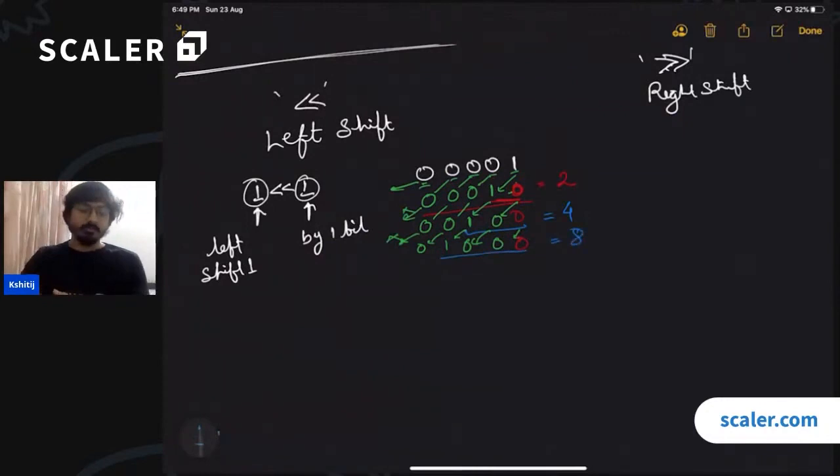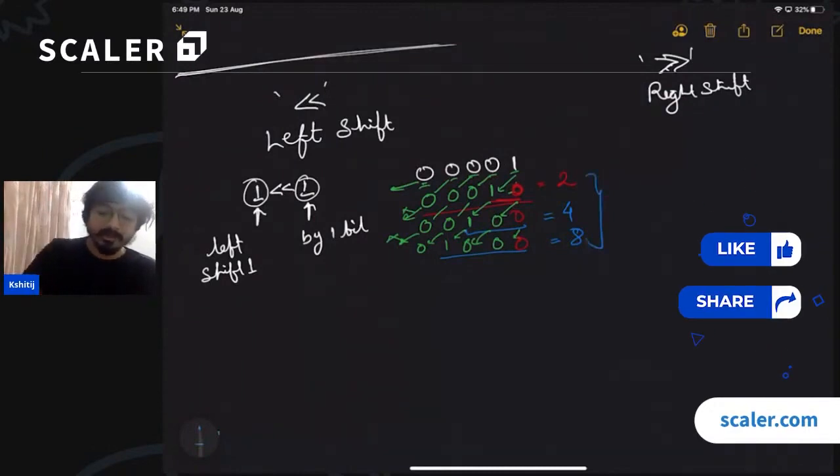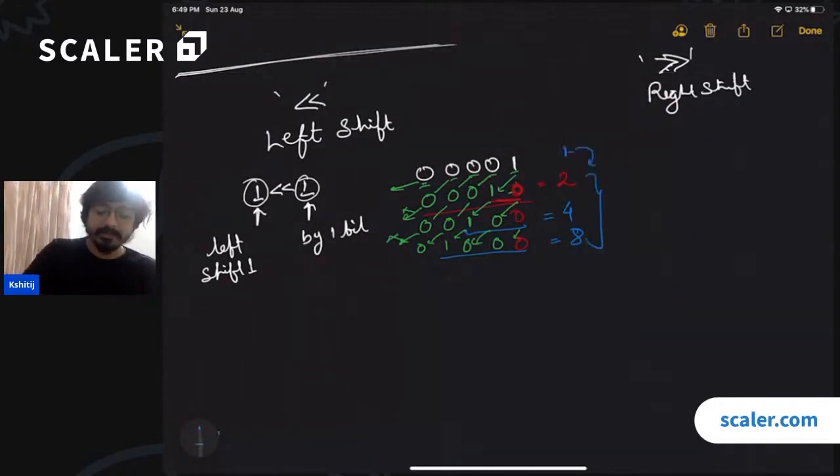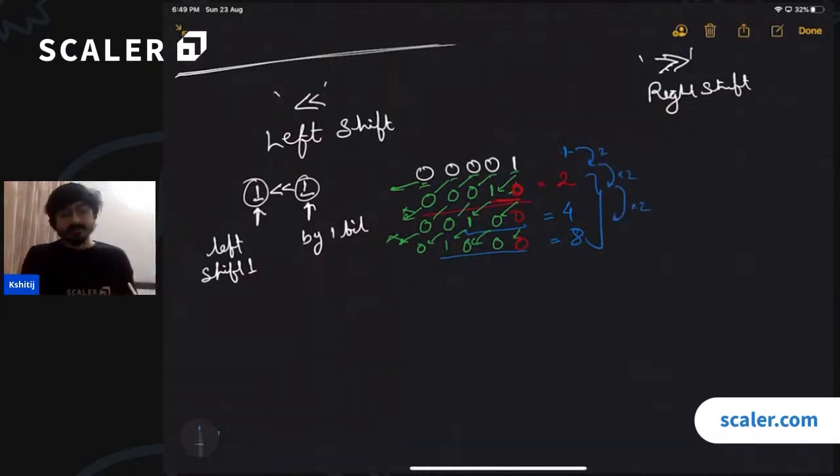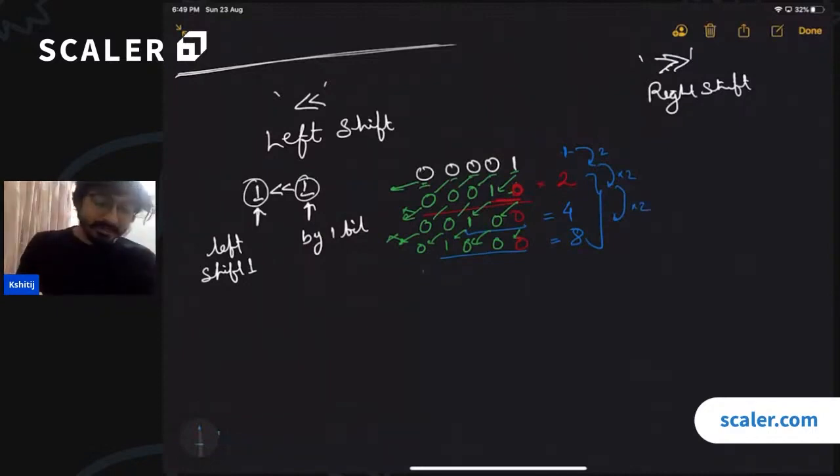So you can quickly observe that whenever you do a left shift on a number by 1 bit position, you are just multiplying that number by 2. Initially you had 1, then you get 2, then you get 4, then you get 8, right? And in the next operation you will be getting a 1 here and then all zeros. This is nothing but 16, right?